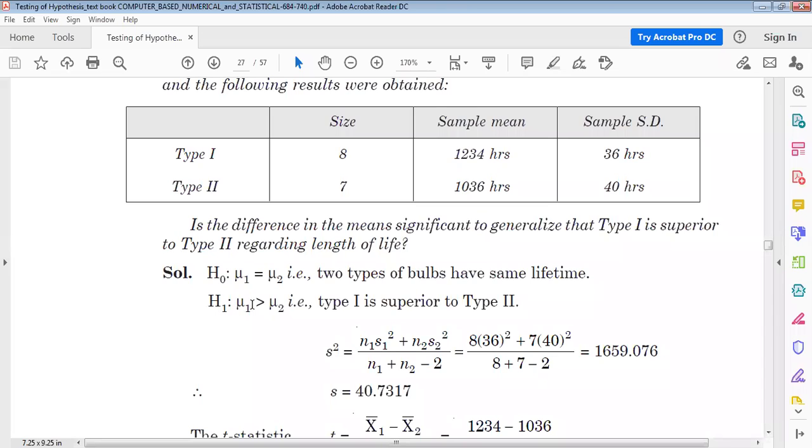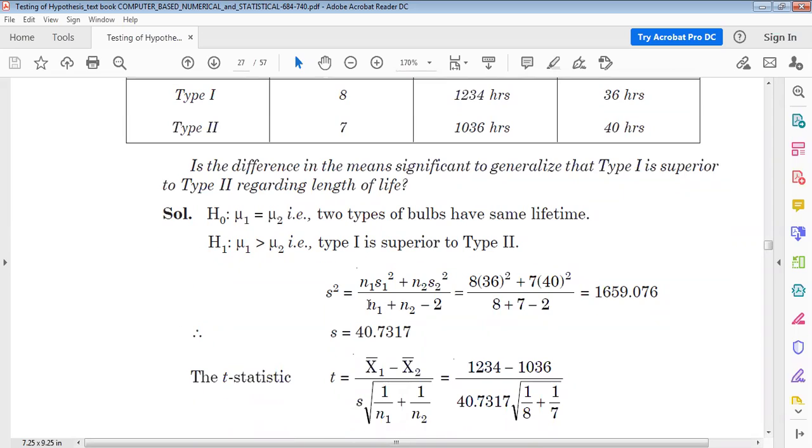The alternate hypothesis will be mu1 greater than mu2. That means type 1 is superior to type 2. Understand? Mu1 greater than mu2 means this is the superior. So S square equals the formula for the standard deviation for two types of sample.